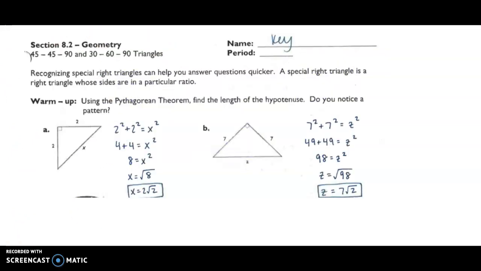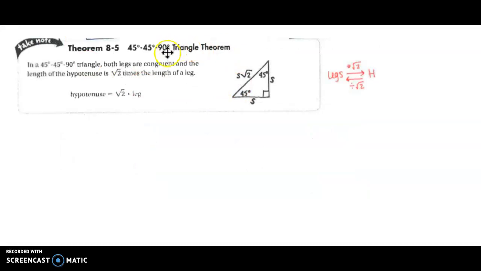So in 8.2, we actually get into 45, 45, 90 and 30, 60, 90. This is one of the topics in summer school that I really wish we could spend a lot of time on, because these ideas are going to keep coming up in math. The warm-up here, the Pythagorean theorem, these problems relate to these theorems here. So a 45, 45, 90 triangle means 45 degrees, 45 degrees, 90 degrees, and there's a special relationship here. These are not 5s, these are S's. If it's a 45, 45, 90, it's an isosceles triangle, which means we know that the two sides here are going to be congruent.